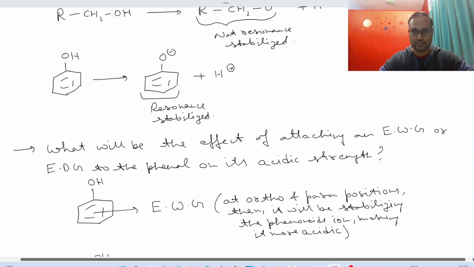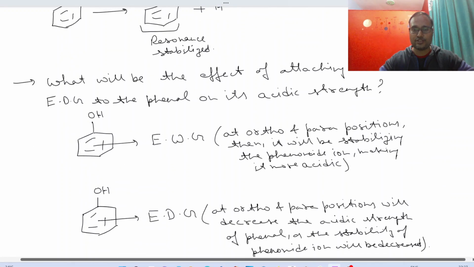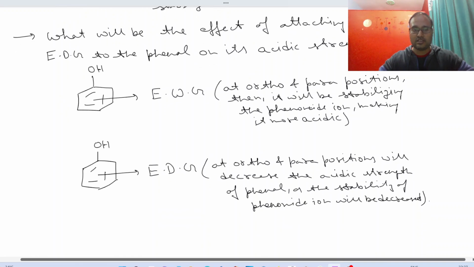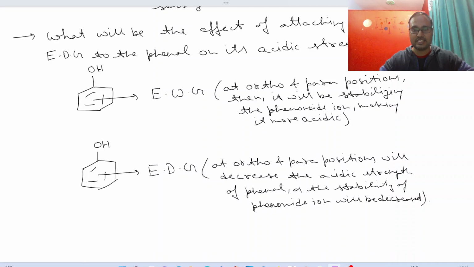Now, what will be the effect of attaching an electron withdrawing or donating group on the acidic strength of phenol? Whenever we attach an electron withdrawing group at the ortho and para position, that's going to increase the acidic strength of phenol. And whenever an electron donating group is present at the ortho and para position, that will decrease the acidic strength of phenol, because the electron withdrawing group will withdraw the electron density of the OH bond, making it less stable, whereas the electron releasing group will donate the excess electron density on the oxygen atom, increasing the strength of the OH bond.